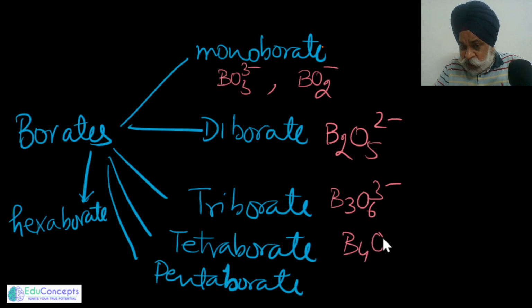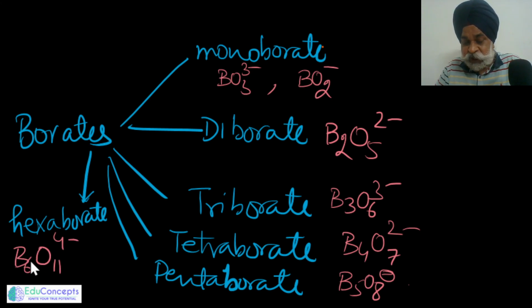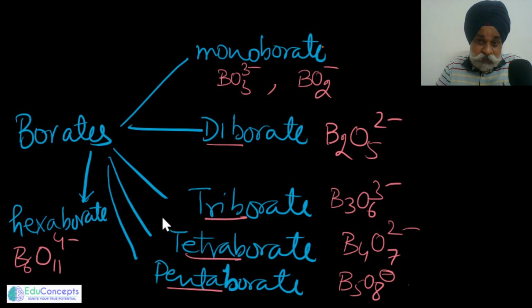Tetraborate, we talked about the borax, the anion of the borax. And pentaborate can be B5. This also is a very important anion. And hexaborate is B6O11 4 negative, that is of the Calaminite. So depending upon how many boron atoms are there in the anion, it can be diborate, triborate, tetraborate, pentaborate. Make it a point, I have just written a few of them.